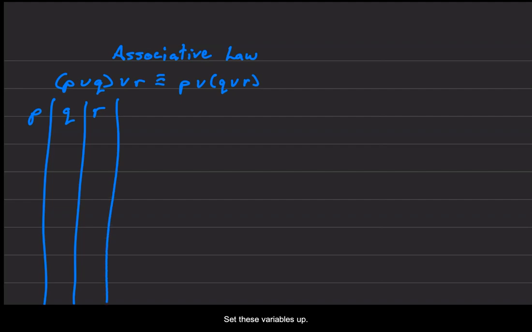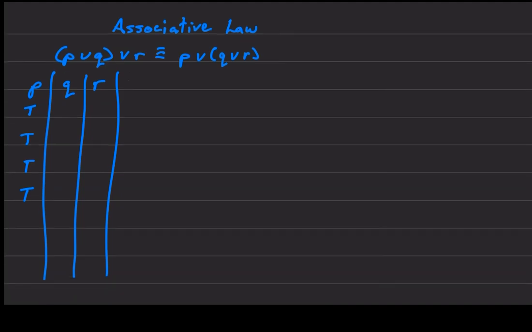So let's go ahead and set these variables up. True, true, true, true. False, false, false, false. And we know there are going to be 8 potential combinations. So we start the P, true for the first 4, false for the second 4. And then we cut the 4 and 4 in half on the next one for Q. So Q is true, true, false, false, true, true, false, false.